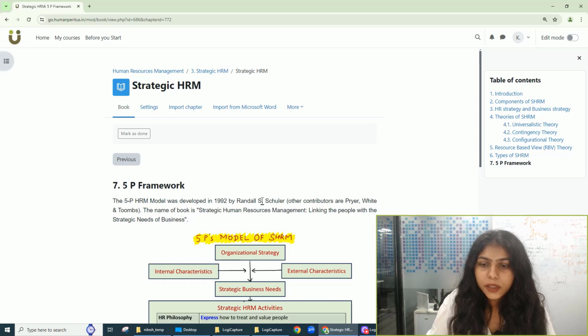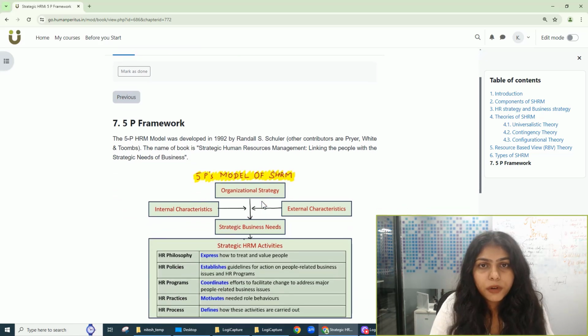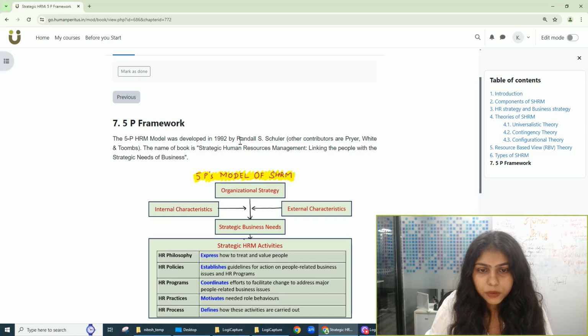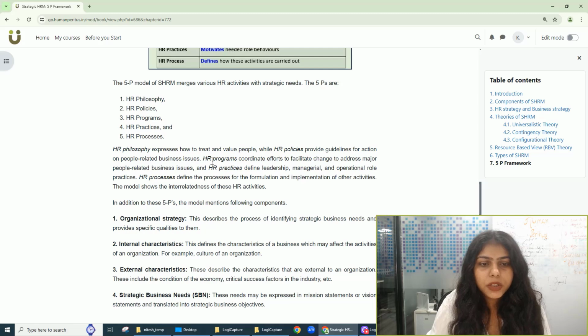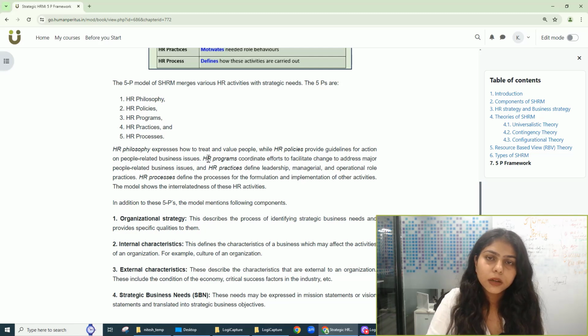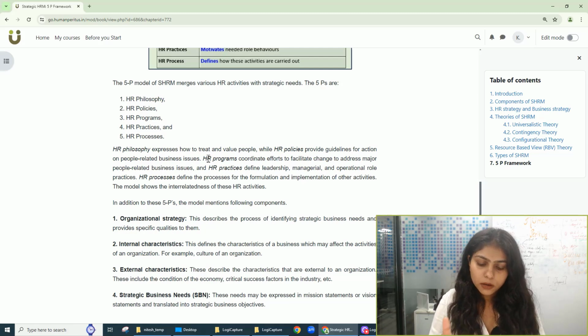Today I'm going to be discussing the 5P framework from Strategic HR Management. Now this framework, or this model, was given in 1992 by Randall S. Schuler. And what this model essentially says is, since we are covering strategic human resource management and everything is about aligning the business strategy and HR practices, this model described and emphasized the importance of aligning the organizational goals with the HR strategies.